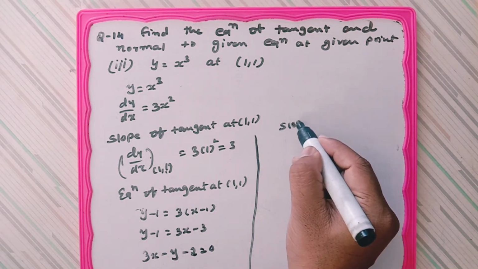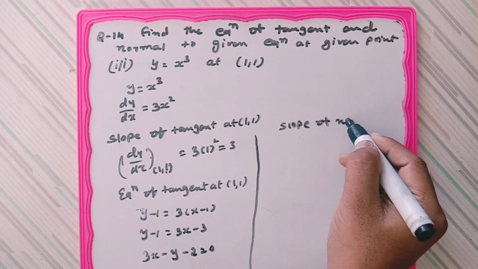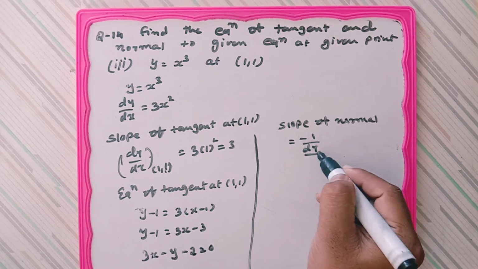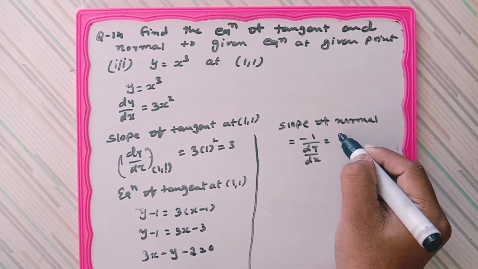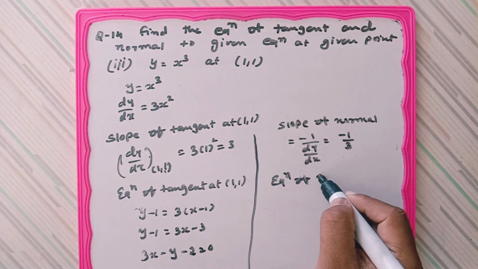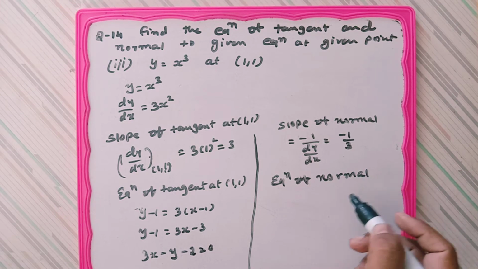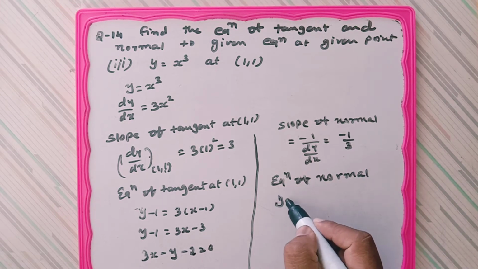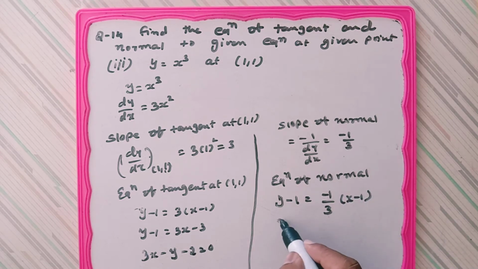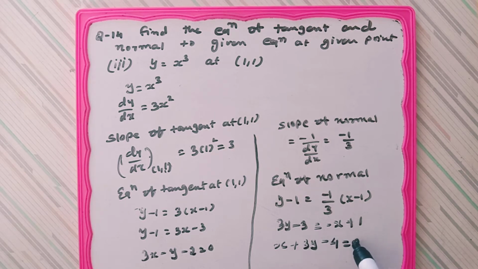Now the slope of the normal will be minus 1 upon dy by dx. So it is minus 1 upon 3, and so the equation of the normal will be y minus 1 equals minus 1 upon 3 (x minus 1). So 3y minus 3 equals minus x plus 1. So x plus 3y minus 4 equals 0.